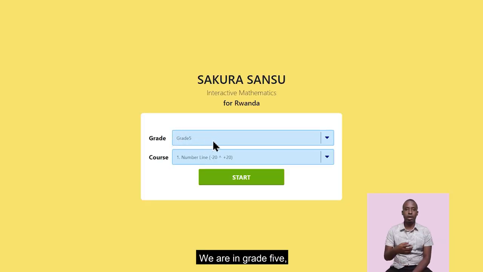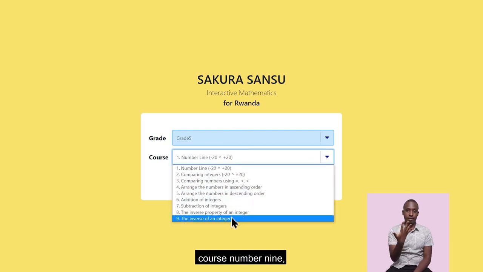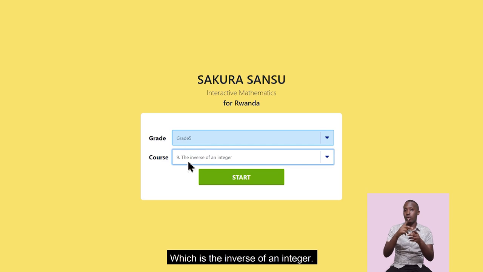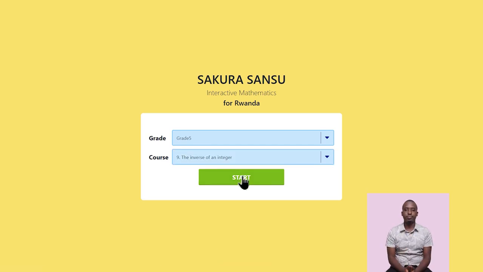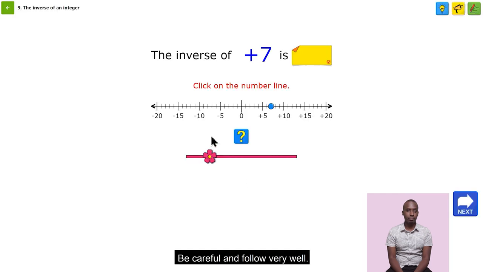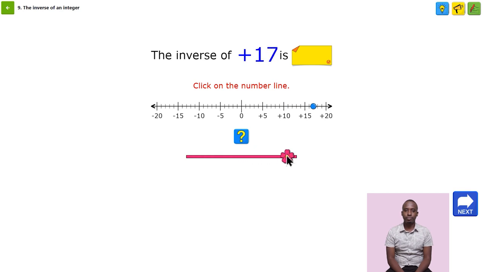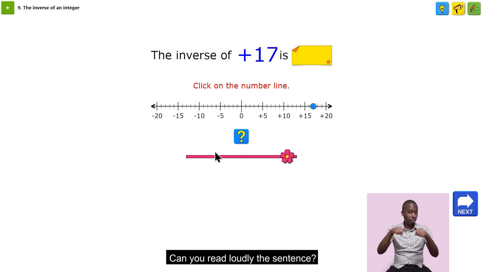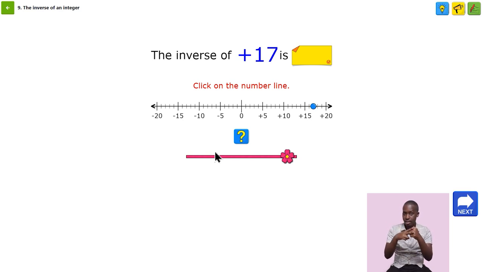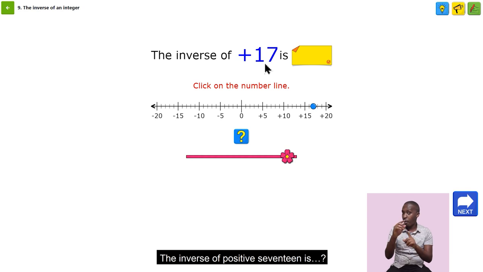We are in grade 5. Course number 9, which is the inverse of an integer. Let's start. Be careful and follow very well. Read the sentence there. Can you read out the sentence? The inverse of positive 17 is? Class, let's read loud again. The inverse of positive 17 is?